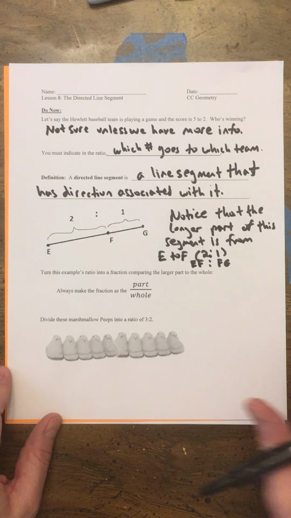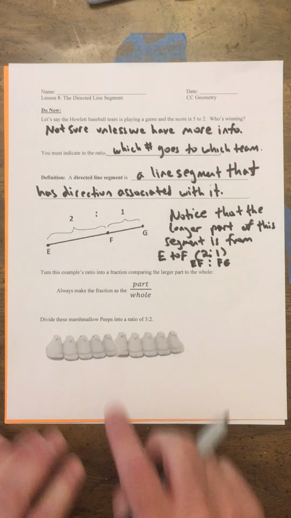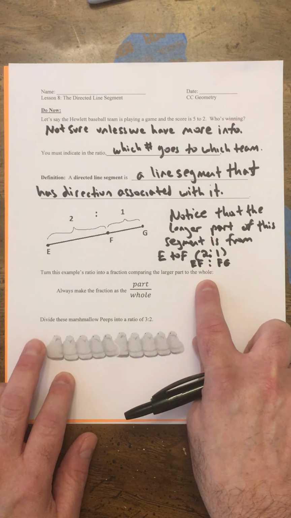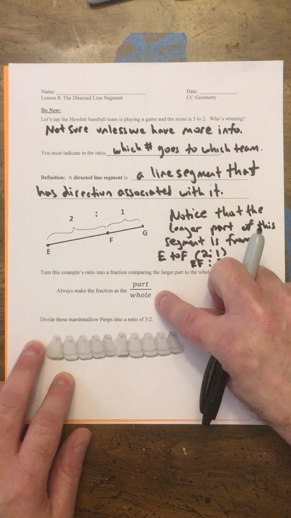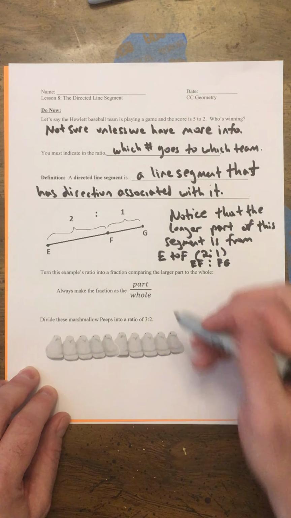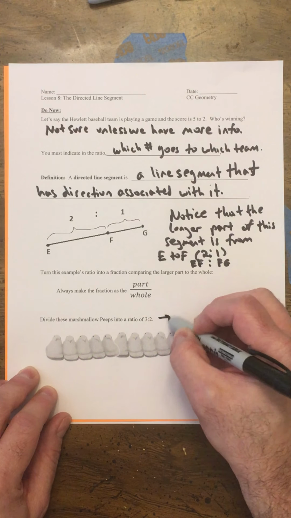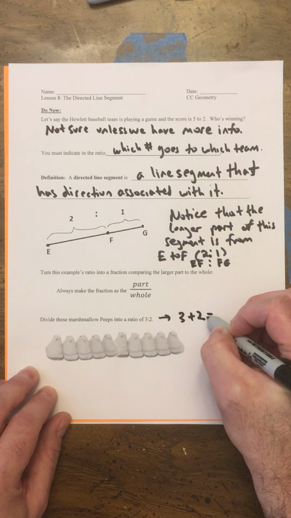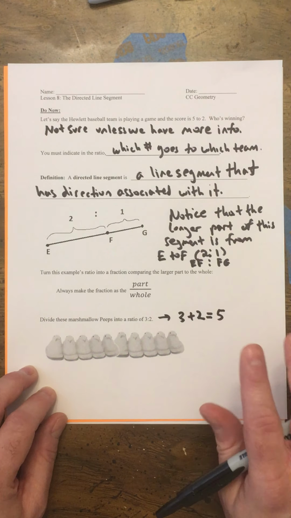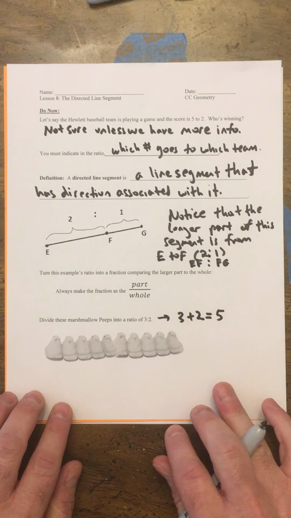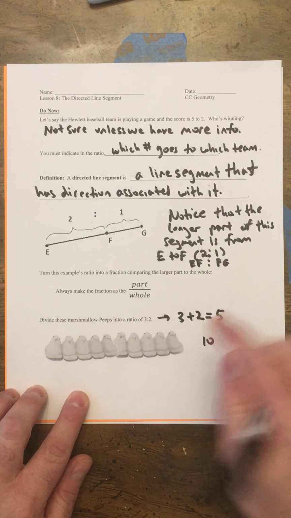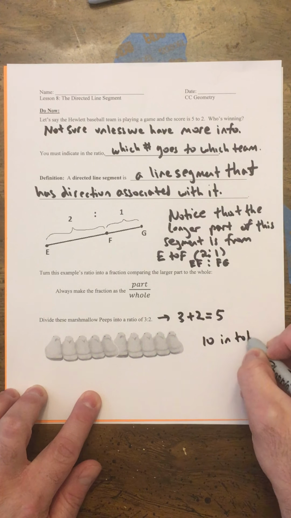So let's take a look at another similar kind of example. Let's turn this example's ratio into a fraction comparing the larger part to the whole. Always make this fraction, part to whole. Divide these marshmallow peeps into a ratio of 3-2. So what we're going to do is we're going to add these 2 numbers together. That's the total number of parts we want to make. And then we're going to want to split it into 3 parts to the left and 2 parts to the right, right? So basically, in this particular example, if you count the number of peeps, there's 10 in total.